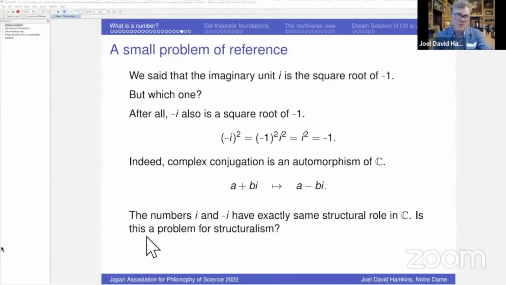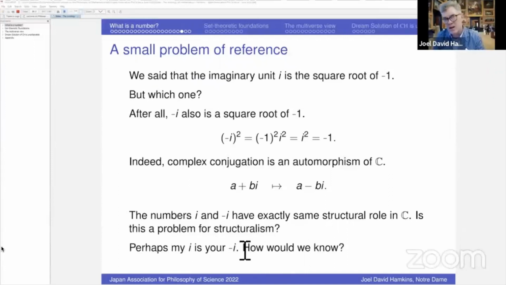So is that a problem for structuralism? If one wants to identify numbers with the structural roles that they play in a system, well, then it would seem we'd have to identify i and -i because they play the same role in the complex field. But they're not the same. We don't want to say that they're the same. It's just that the complex field is not a rigid structure because it has automorphisms. Okay, perhaps my i is your minus i, and how would we know? We can't know if we're only talking about the field structure.